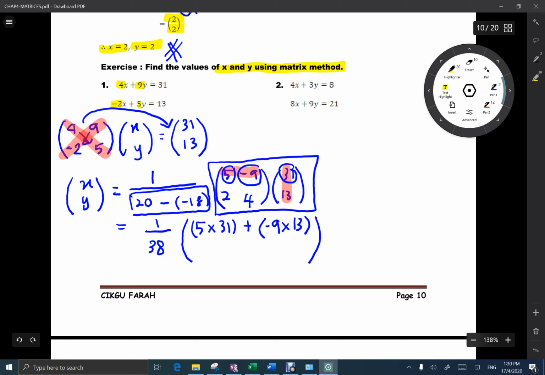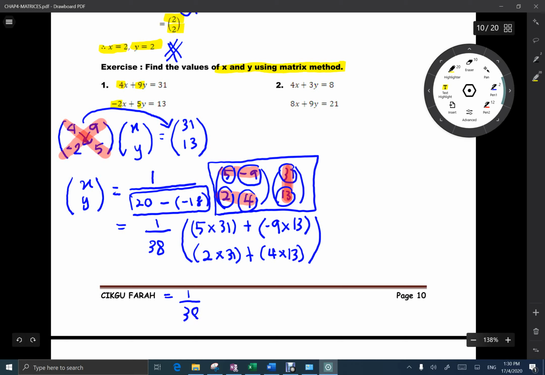Okay, now, second row, row times with column. 2 times 31 plus 4 times 13. Okay, then kita solvekan.